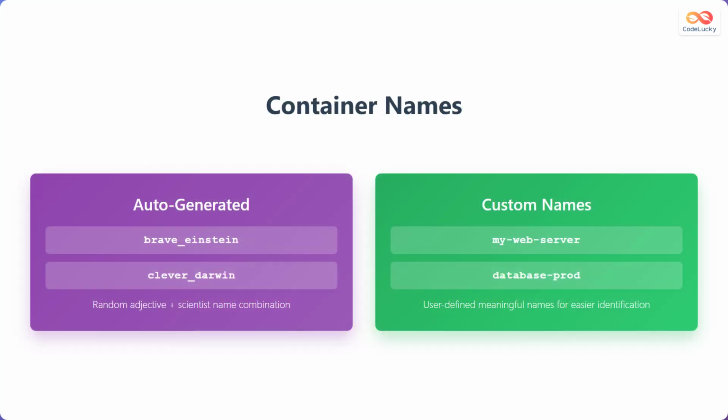Now let's shift our focus to container names. Docker can automatically generate a name for your container if you don't specify one. These auto-generated names are typically a combination of a random adjective and the name of a famous scientist. Alternatively, you can assign custom names to your containers. These user-defined meaningful names will help in easier identification.